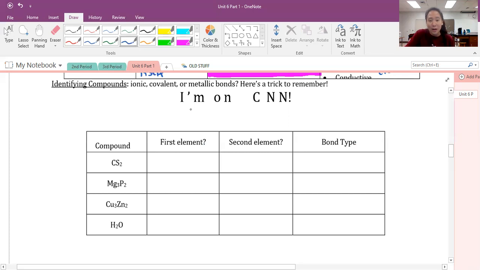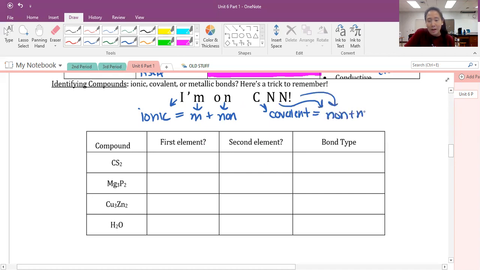But there's a phrase called "I'm on CNN" to help you remember. The I means ionic bonds are made out of metals plus non-metals. The C stands for covalent bond, which is made out of these two Ns, non and non. So when you are going through compounds, it's best to constantly think: is it metal? Is it non-metal? Is it ionic or is it covalent?